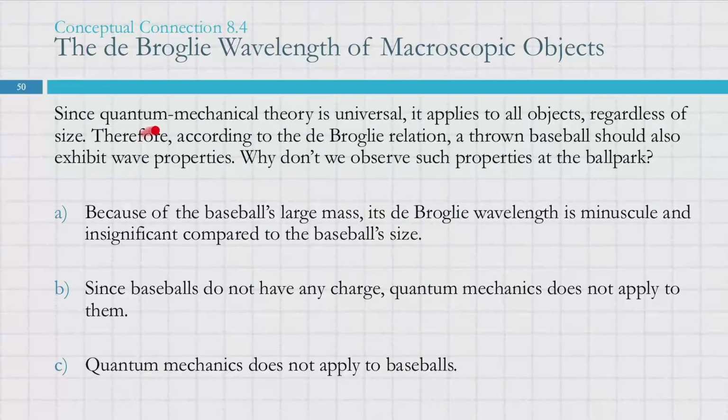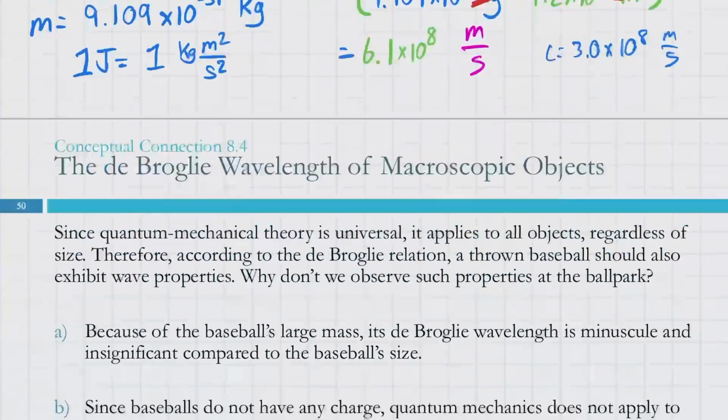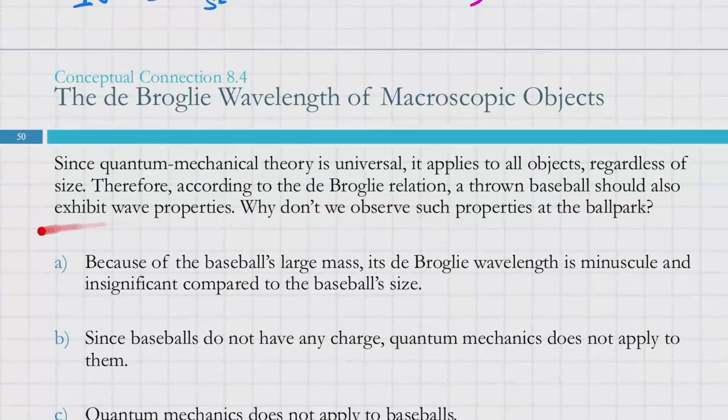All right, since quantum mechanical theory is universal, it applies to all objects, regardless of size. Therefore, according to the de Broglie relation, this one, a thrown baseball should also exhibit wave properties. Why don't we observe such properties at the ballpark? Any ideas?